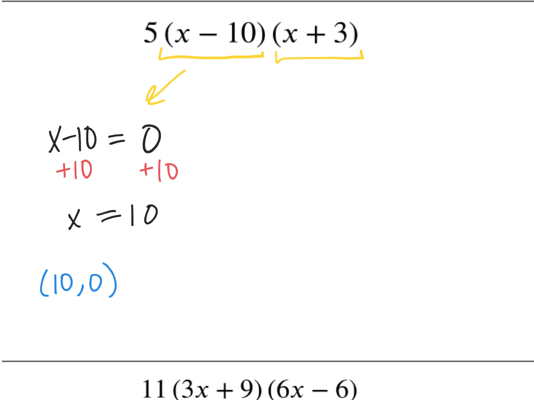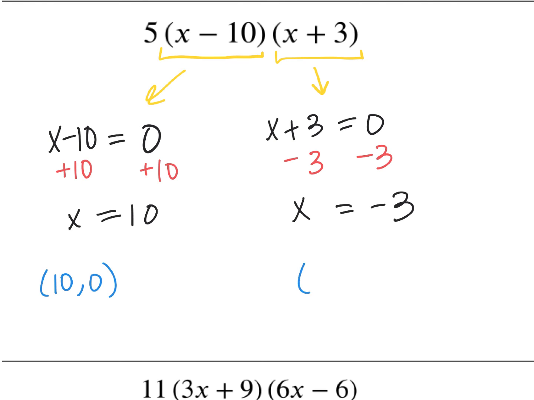All right, let's look at the next factor. We have x plus 3. So x plus 3 is equal to 0. To get x by itself, we're going to subtract 3 on both sides, and we get x is equal to -3. We can also write this as a solution, or as an x-intercept, (-3, 0).